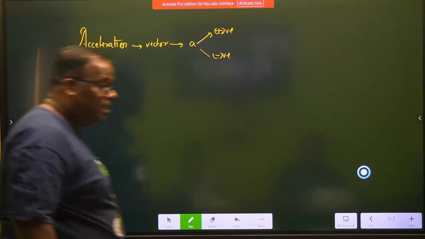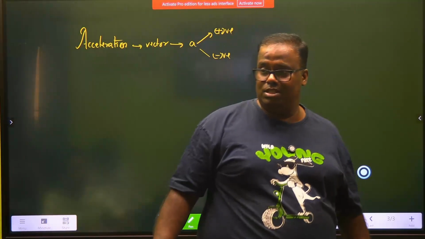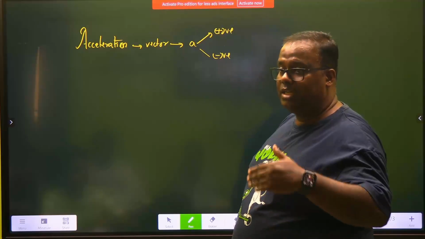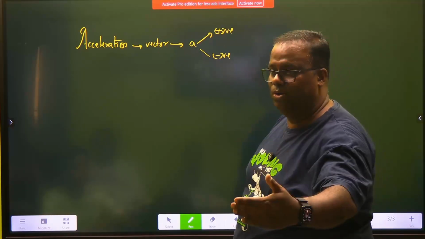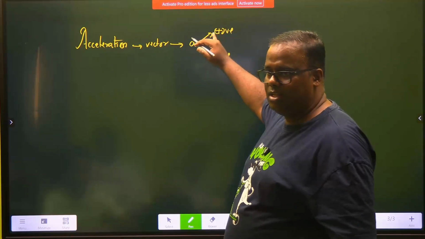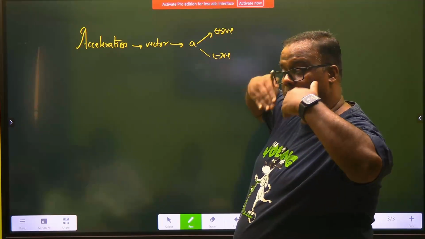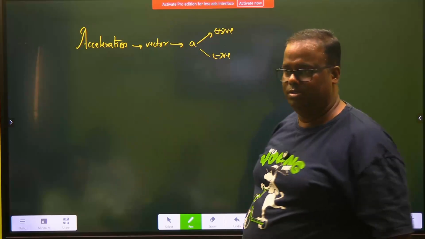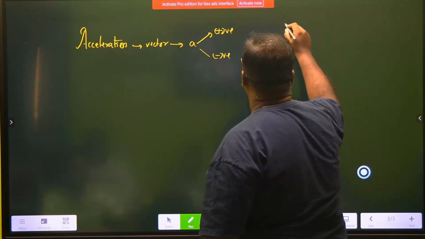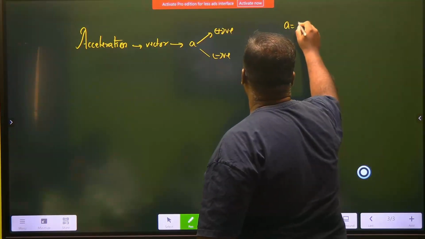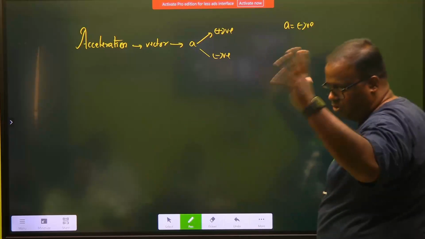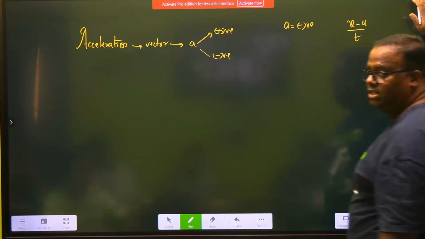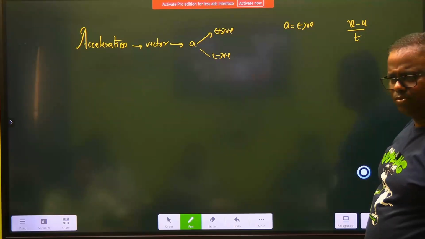Children, negative does not mean that something is less. Negative acceleration means the rate of slowing down. Positive acceleration means the bike is taking up speed. Negative acceleration means the speed is slowing down. If A is negative, use your common sense: V minus U by T should be negative.